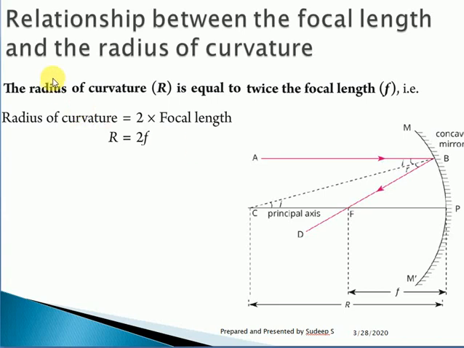It has been found that for spherical mirrors of small apertures, the radius of curvature is equal to twice the focal length. Now remember here, the keyword I am using here is small apertures. This relationship is true for both concave and convex mirror. This implies that the principal focus of a spherical mirror lies between the pole P and the center of curvature C.